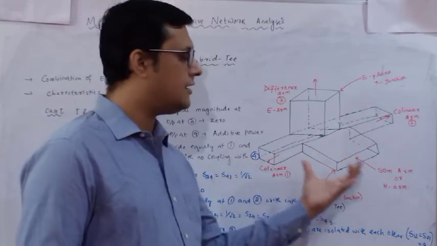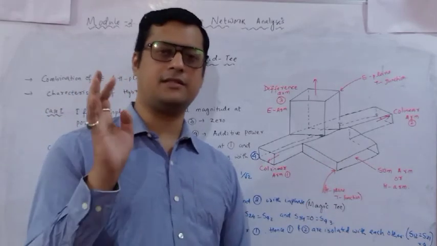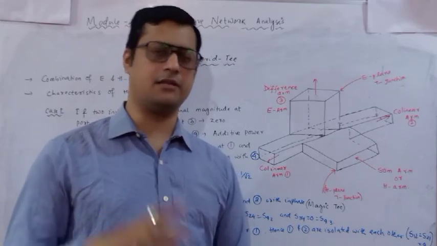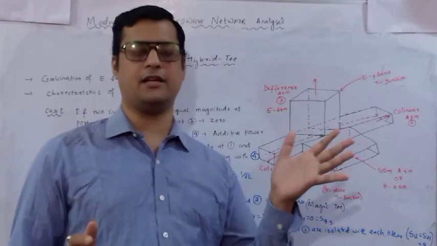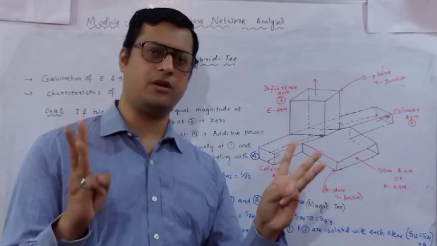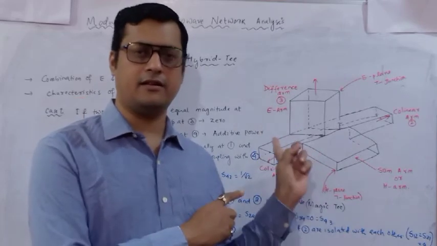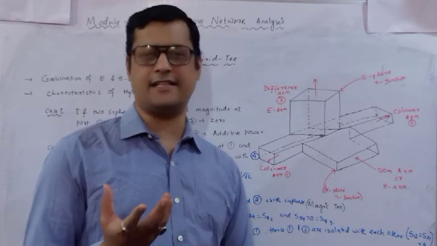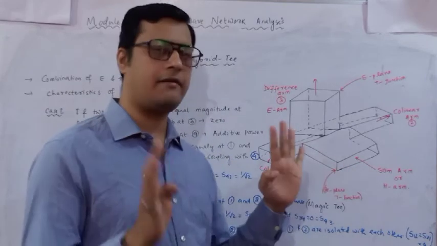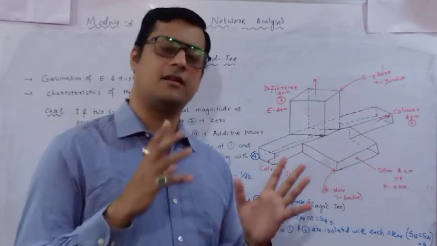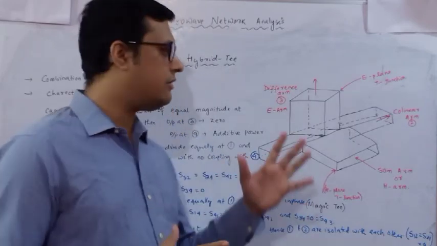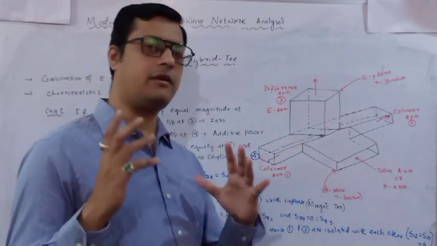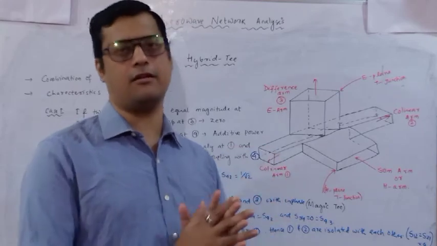Since it is a 4-port device, there will be 16 parameters we are going to identify, similar to the E plane and H plane. In E plane and H plane it is a 3-port device, but this E and H combination, that is called hybrid T, or you can say magic T, has 4 ports. Now how will it operate? The same principle we have seen for E and H, the same thing here also it will operate.